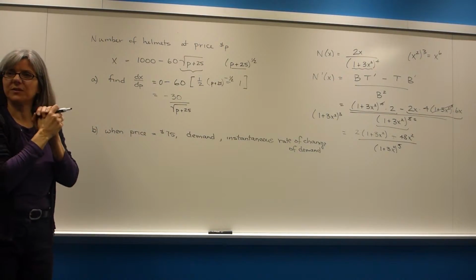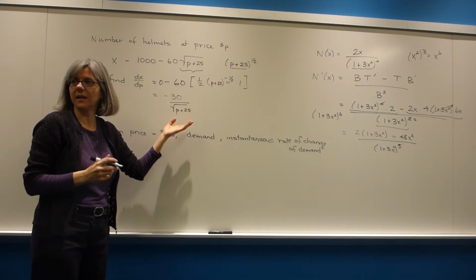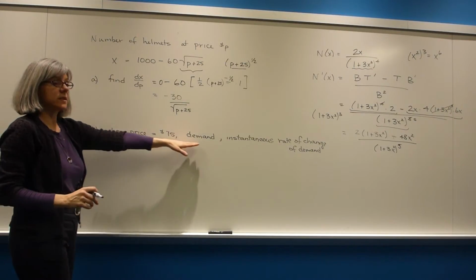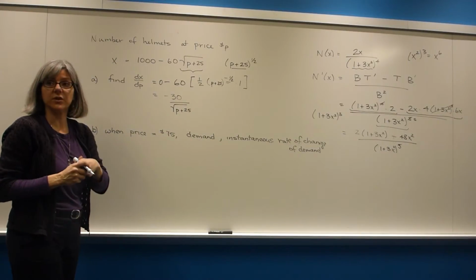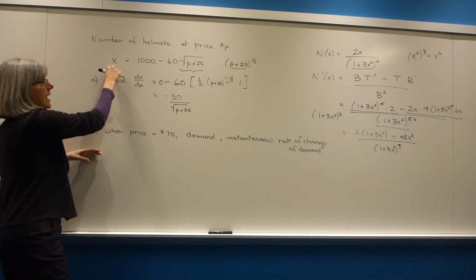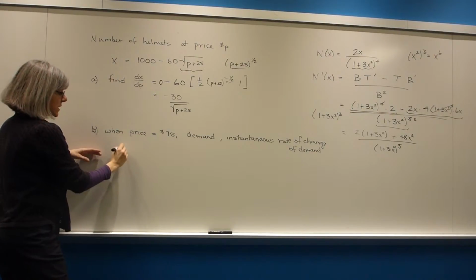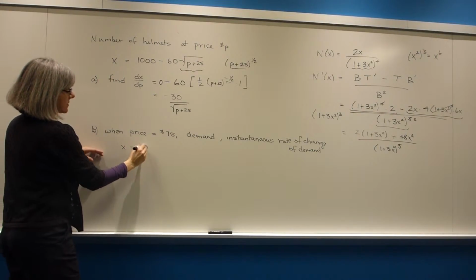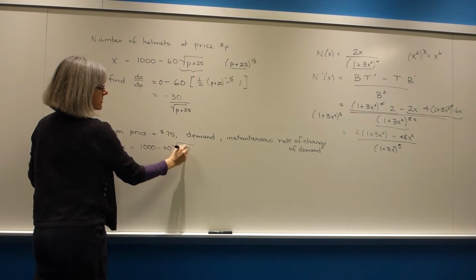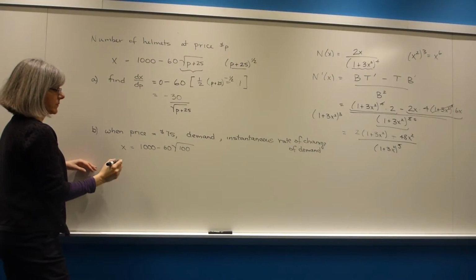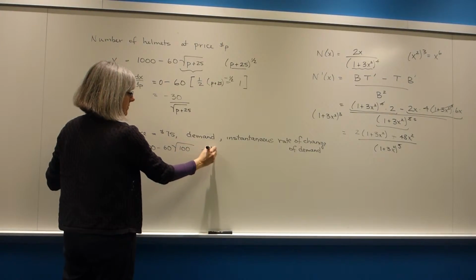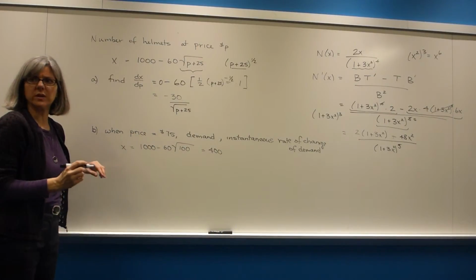Wow, wasn't this so much easier? That's kind of a cakewalk after the ones we just did. Okay, so when the price is 75, what is the demand, and what is the instantaneous rate of change of demand? Where do I find demand? From X. X is demand, so I need to put in 75 there. So 1,000 minus 60 times square root of 100. Did that on purpose. So 1,000 minus 60 times 10 is minus 600, so 400. What are the units? Is it dollars?